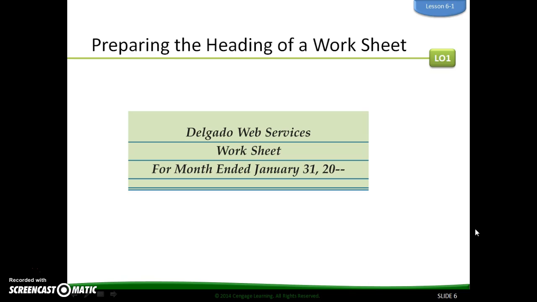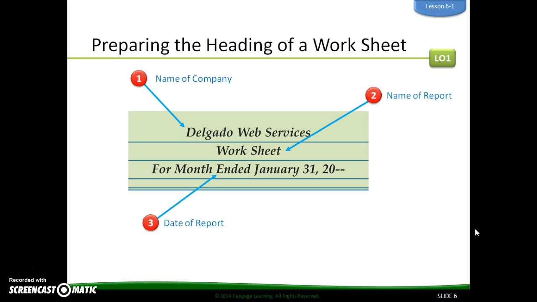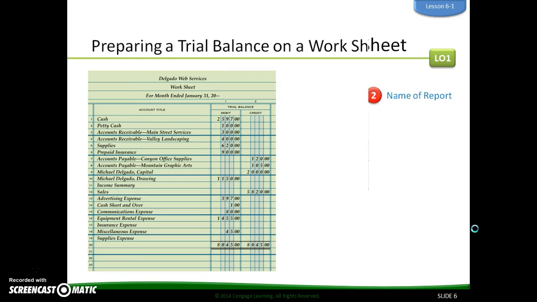So, preparing the heading of a worksheet. When we look at the heading of a worksheet, what we're going to see here is that we list the name of the company. We identify the name of the report, and in this case it is a worksheet. And then we specify the date of the report and the time frame we're talking about. In this case, it would be for the month ended January 31st, 2015 or 2016.